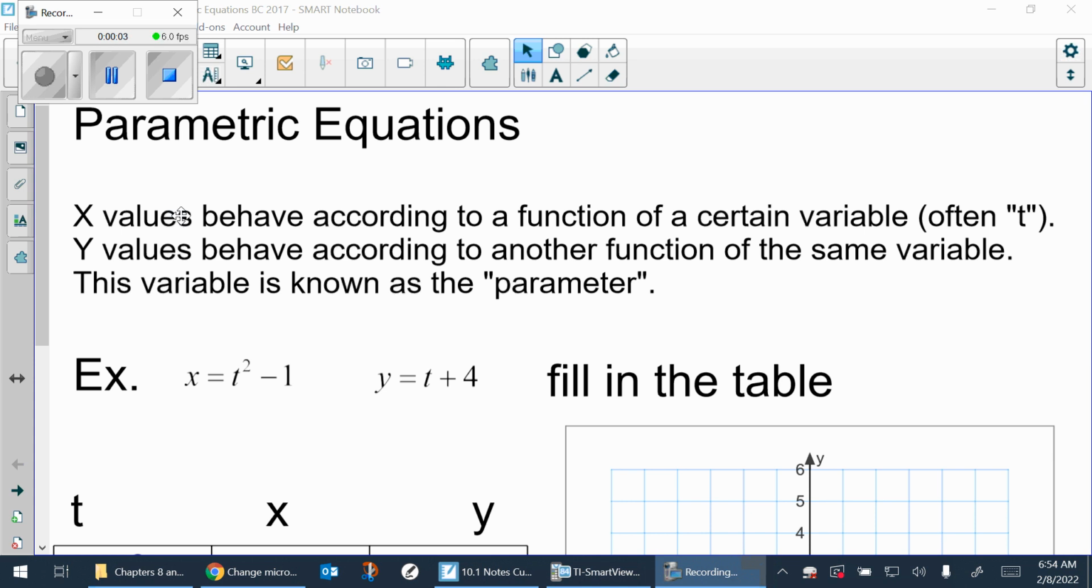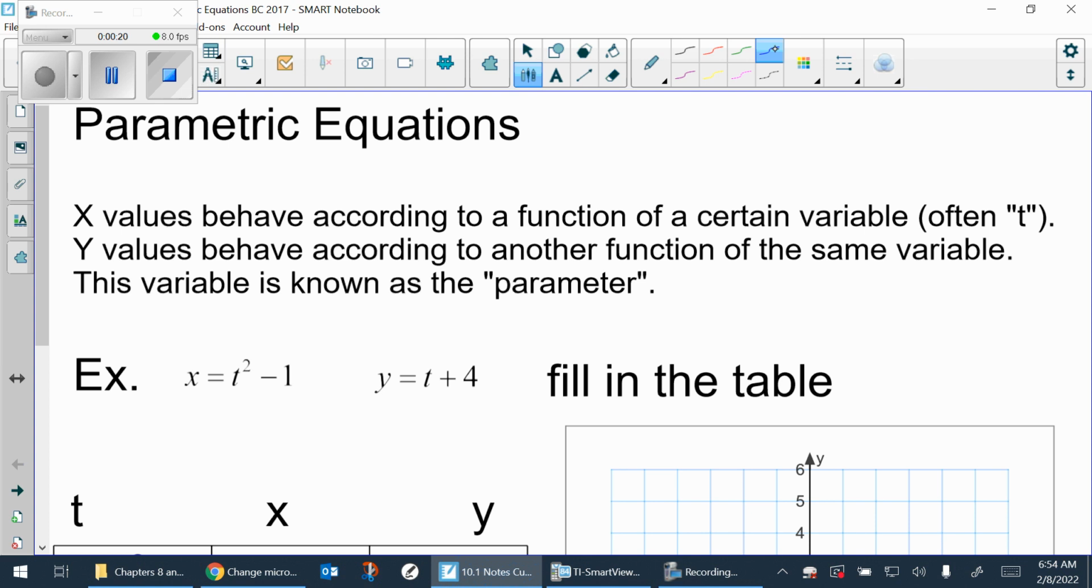Today we'll start Chapter 10, and Chapter 10 starts with parametric equations. Parametric equations are kind of a different animal than we've run into in math before. I think possibly you've run into them in physics.